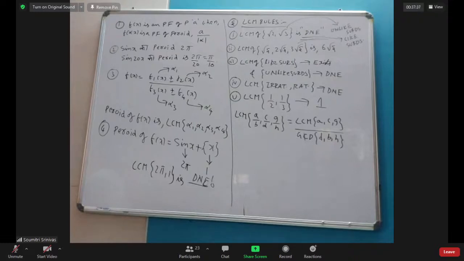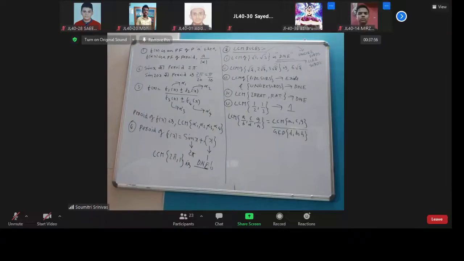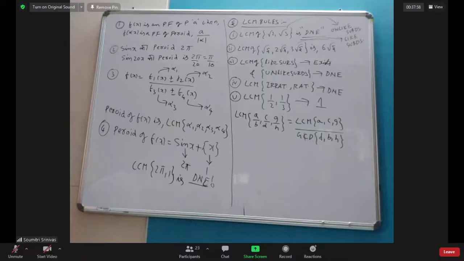So, what is RAT, sir? हाँ? So, in the fourth one in LCM rules, what is that, sir? Rational. When I am talking, you are not listening, man. क्या कर रहे थे? So, got confused. Done, sir.